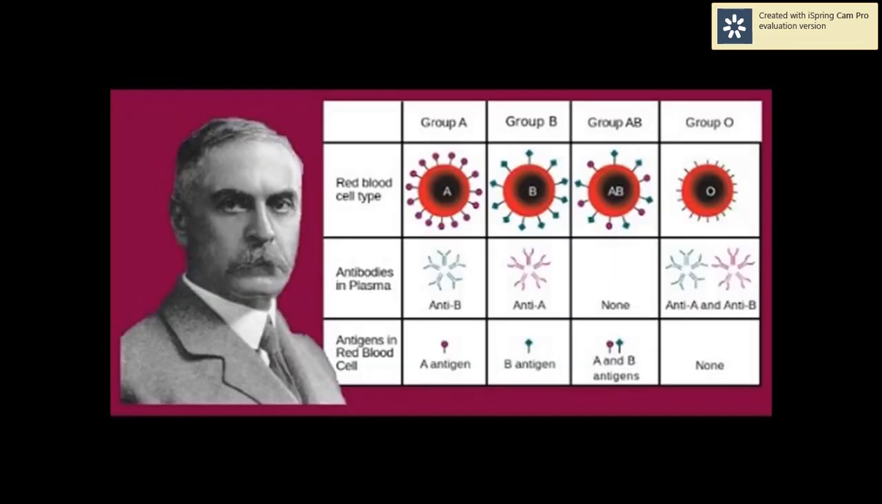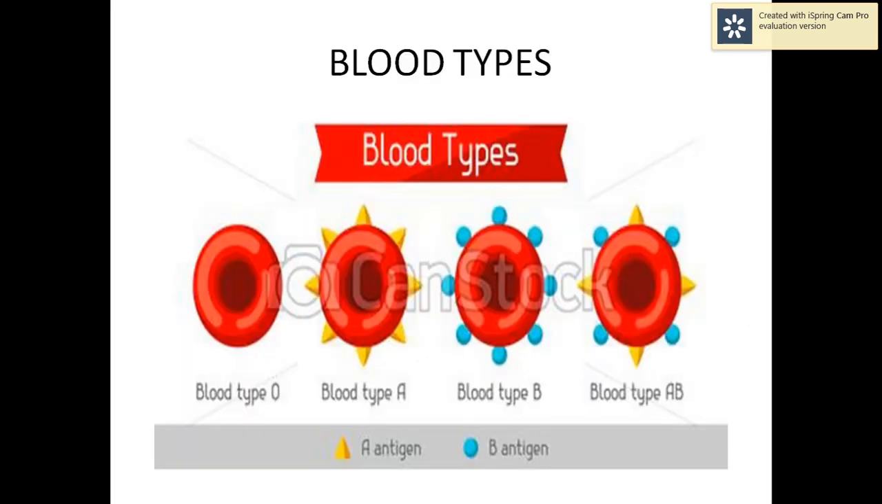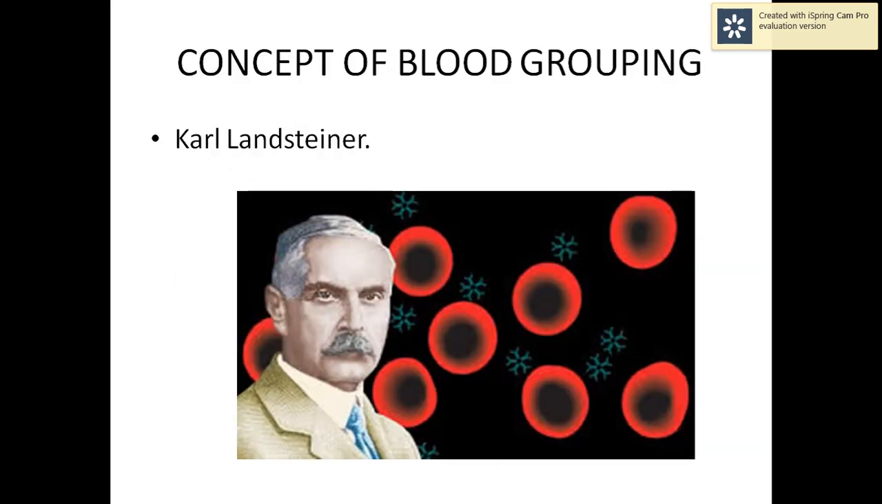The most important thing is your ABO blood grouping system: which surface antigens are present, and which antibodies are in the plasma. This table is very, very important. These are the blood types, classified on the basis of the presence of surface antigens. And who gave the concept of the blood grouping system? It was Carl Landsteiner. That much we have to remember.